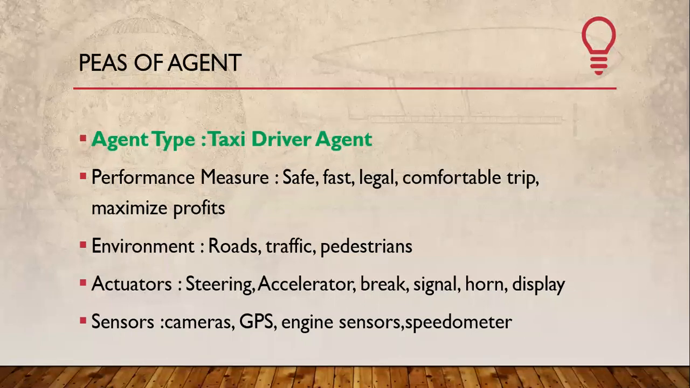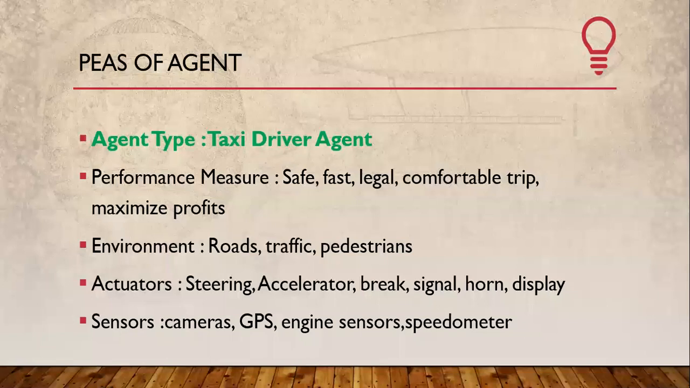Okay, environment. So the environment for these types of agent will be roads, traffic, and pedestrians walking on the road. What would be the sensors? Let me discuss sensors first, because that's what the agent is going to use to take the input.